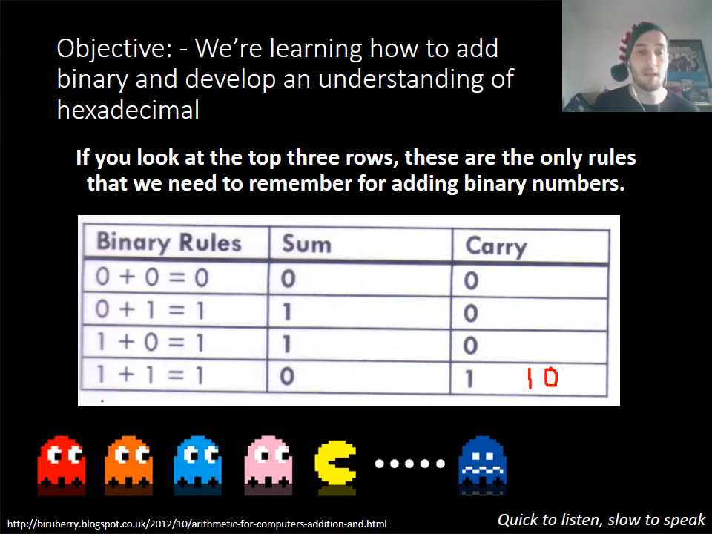Now, one that I've left off here is 1 plus 1 plus 1. This rule would be a 1, and then you would carry a 1. I'm going to show you how that works in a minute in a sum on my screen, but that's basically the general rules. As long as you can remember, a 1 and a 0 is a 1 with nothing to carry. A 1 and a 1 is a 0 with 1 to carry. And a 1 plus 1 plus 1 is 1 with 1 to carry. As long as you remember that, you are fine when it comes to adding binary numbers together.